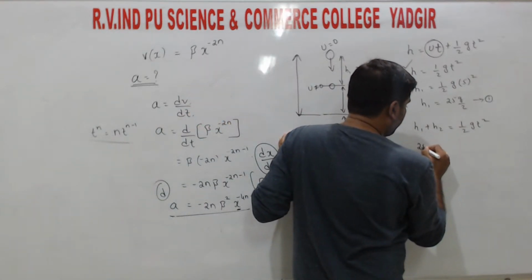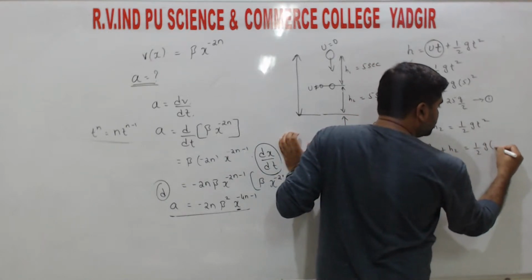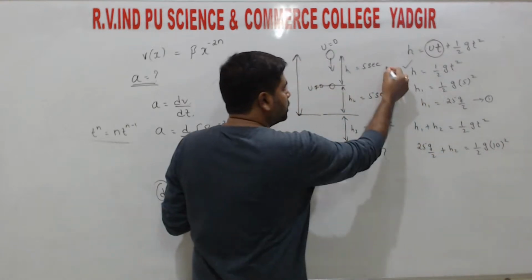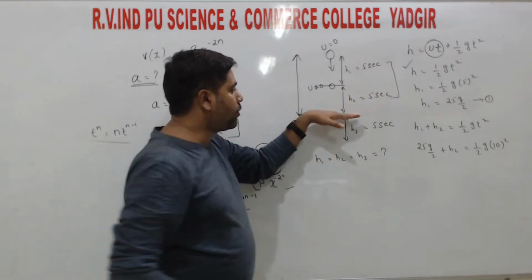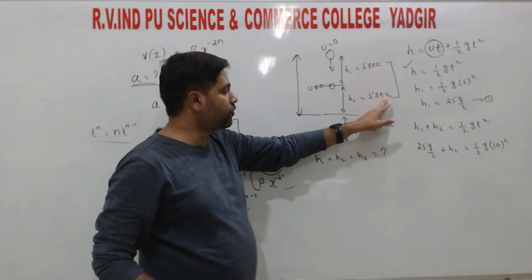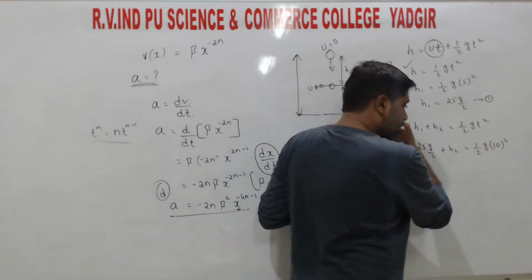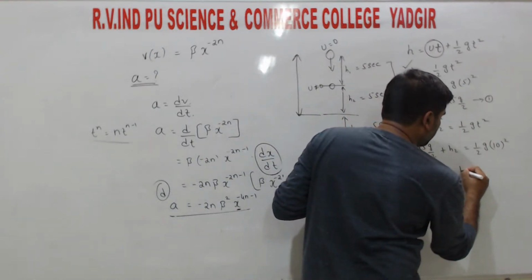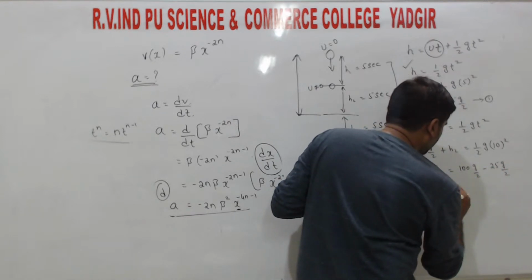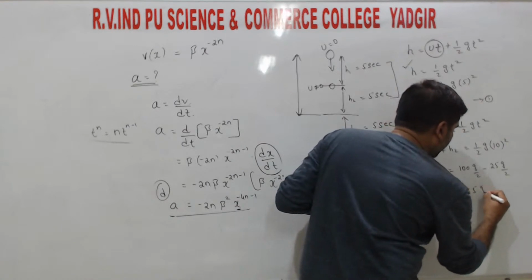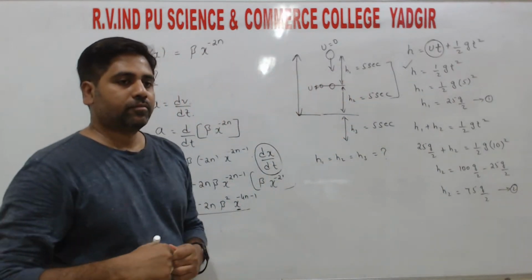So h1 we have 25g by 2 plus h2, that is equal to 1 by 2 g into 10 square. Why 10? Because we have taken h1 plus h2, so the total time to reach the ball up to this distance is 5 plus 5, 10 seconds, right? So if we simplify here, h2 is equal to 100g by 2 minus 25g by 2, so h2 is equal to 75g by 2. This is the second equation, right?